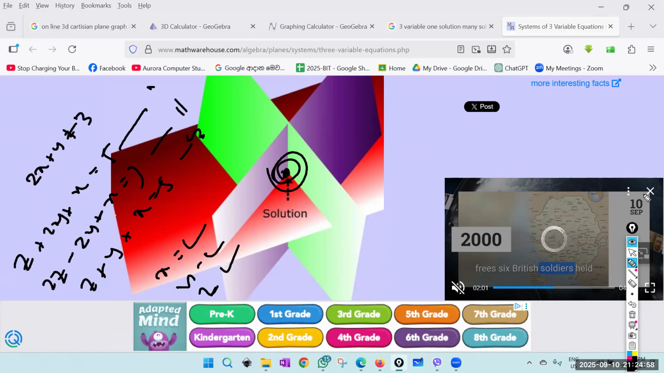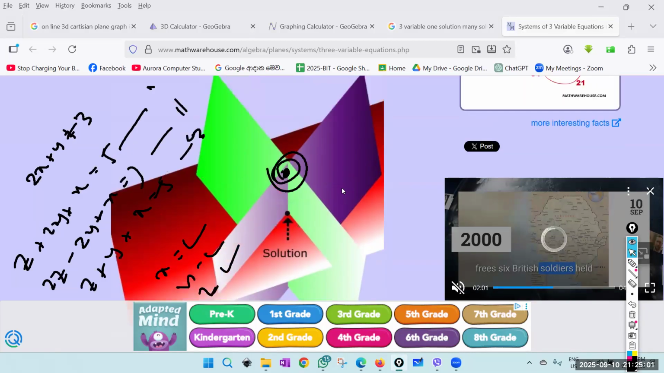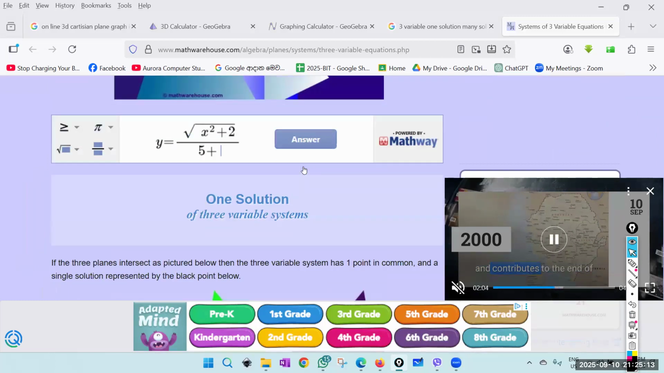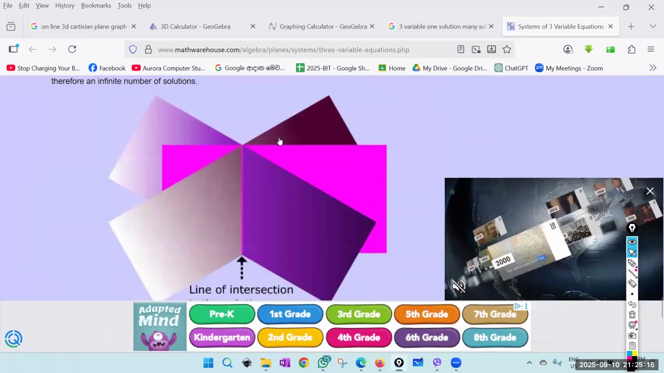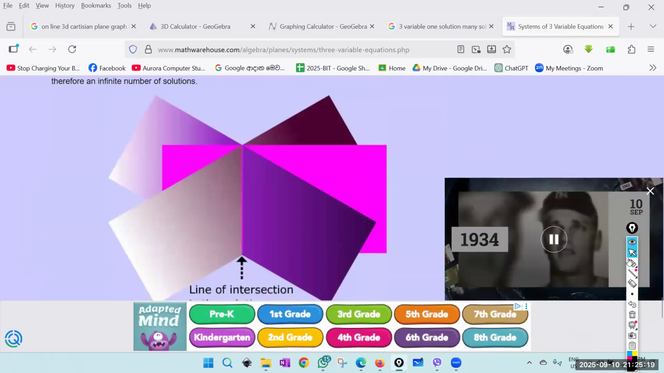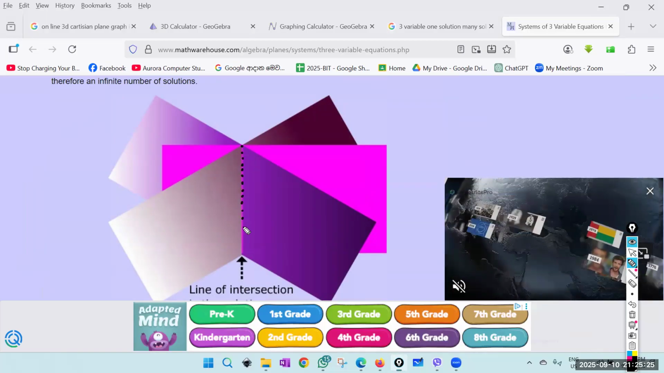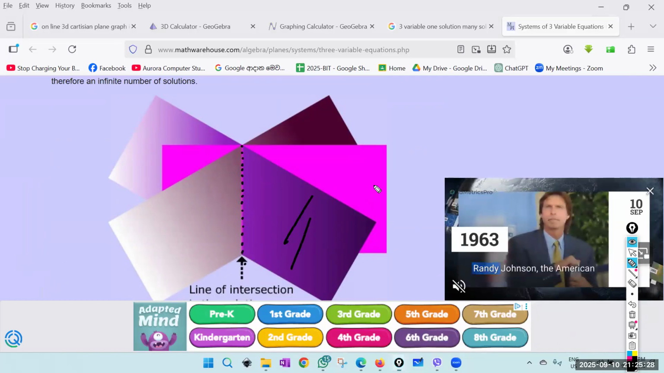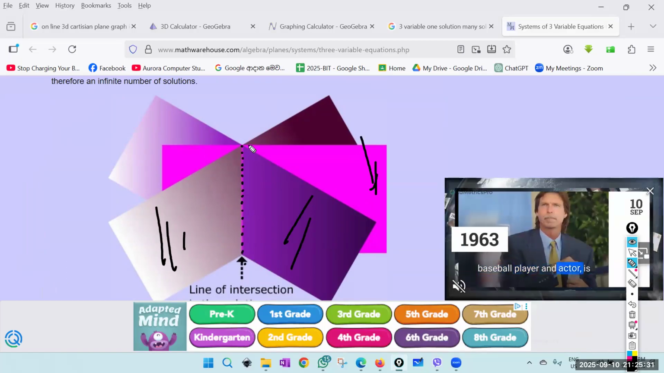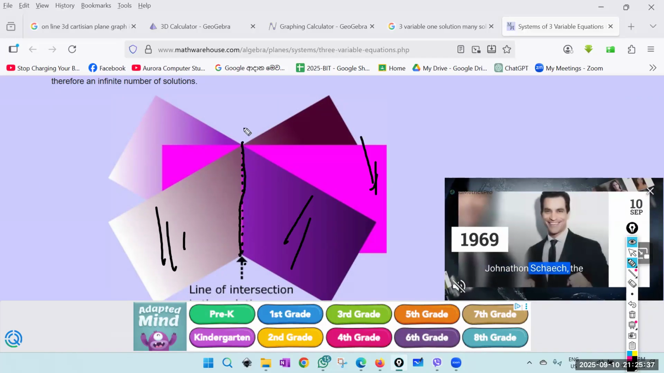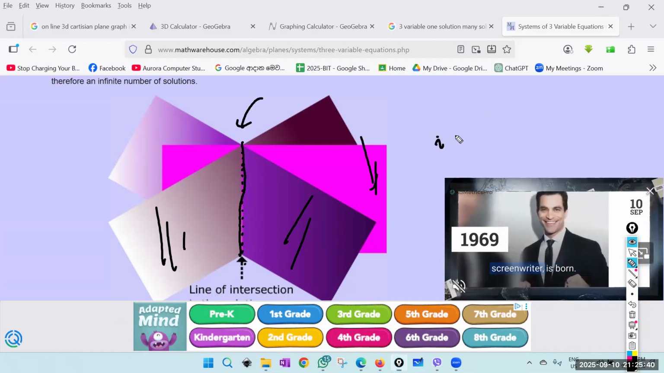But earlier, no solution. Why? There is no single point that all 3 planes intersect. And there's another possibility like this. So now you can see there are 3 planes or 3 linear equations. But now all of these points, you have all 3 intersect. This plane, and this plane. Now you can see in this line, all 3 planes are getting intersected. So this is a special case where we say we have infinite number of solutions.